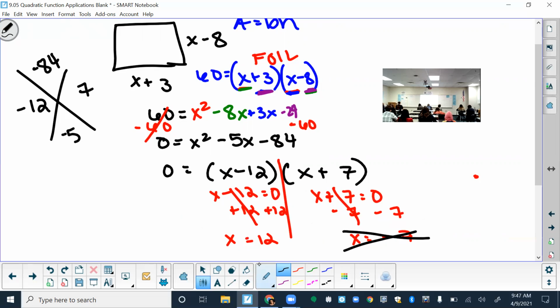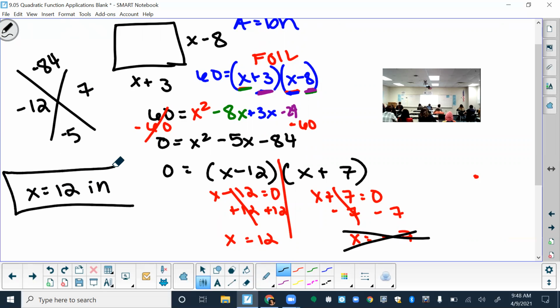So before I just circle 12 and say that that's my answer, pay close attention to what the problem is asking. It is asking for the value of x, so 12 is our answer. X does equal 12. And this time it's inches.